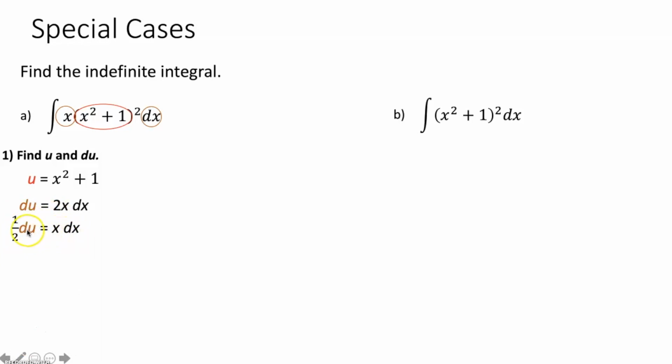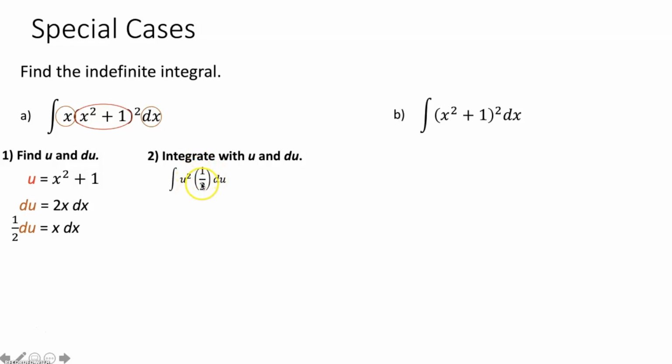Because we can only substitute in for exactly what's there. And what's there? x dx. So we have to make sure that it's equal to x dx. So now we can rewrite our integral in terms of u and du. We're going to substitute u in for x squared plus 1. We're going to substitute 1/2 du in for x dx. And look, we have an indefinite integral in terms of u and du. That is clearly much easier to integrate than our original integral.